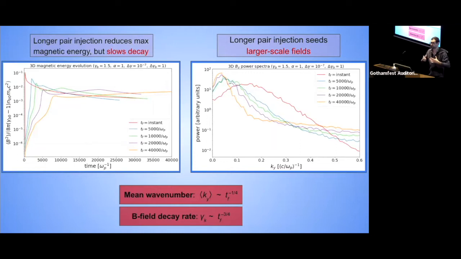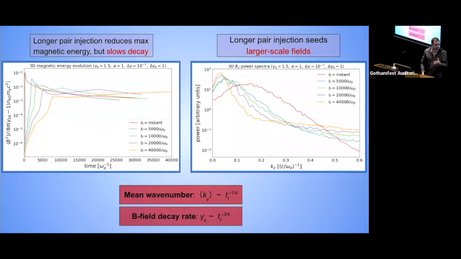So the Weibel instability can then grow larger and larger scale magnetic structures. And so we know that larger scale fields decay slower than smaller scale fields. So we get these nice scaling relations for the mean wave number and the decay rate of magnetic fields in terms of this injection duration. And this will allow us to nicely extrapolate the results from our simulations to the properties of realistic gamma ray bursts.